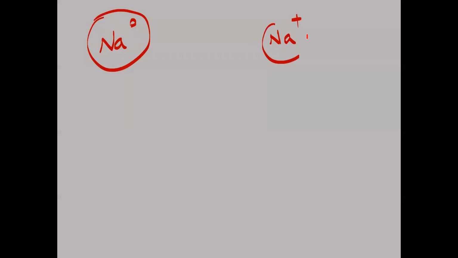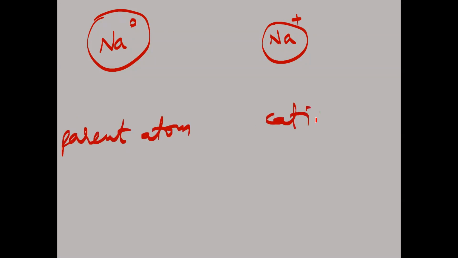Now we take the same sodium atom and sodium ion, suppose. Generally, the neutral atom will be larger in size than the cation. So the neutral atom is large-sized, and the cation is small-sized. The cation size will always be less than the size of the neutral atom. It is the parent atom, and it is the cation.